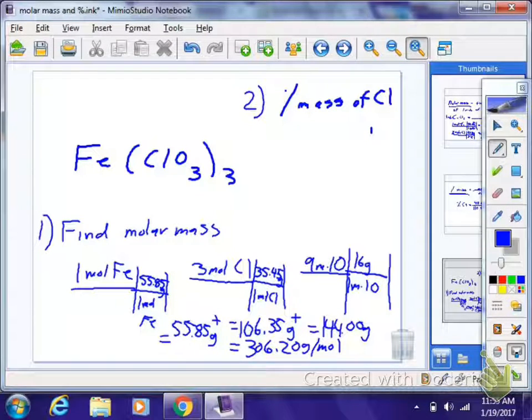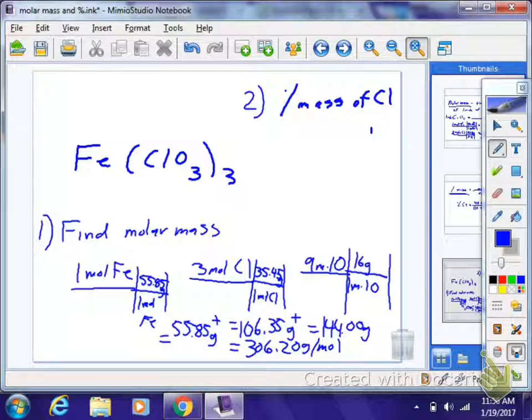3 moles of chlorine. Now, on your periodic table, chlorine says it's 35.453. I'm just going 35.45. If you want to take it out farther, you can. But everything I do, I'm going to go to the nearest hundredth. Oxygen's 15.9994. That rounds to 16.00. Okay? So I put 16 grams there. That's just 16.00. Multiply everything out. I get 55.85 for iron, 106.35 grams for chlorine, and 144 grams for oxygen.